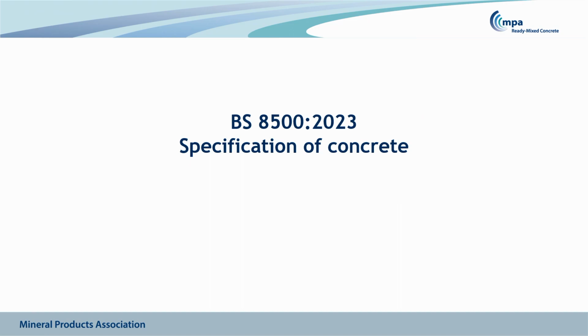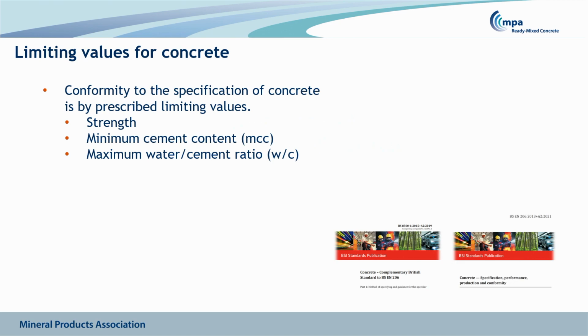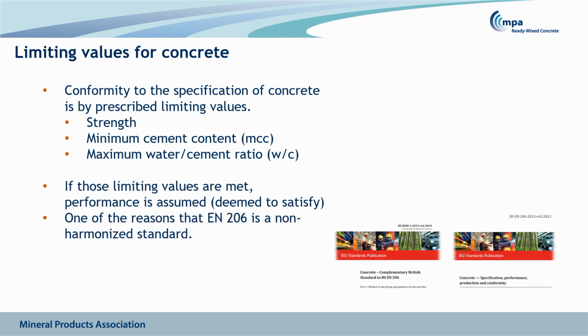So, just moving on to specification of concrete itself. This hasn't changed. We still specify concrete to prescribed limiting values, so by strength, minimum cement content, and maximum water cement ratio. And we say that if those limiting values are met, performance is assumed. So the engineer specified a cover, a normal cover, an exposure class. So we have a cement type, and if we meet those limiting values, we are deemed to satisfy the requirements of that structure, and it will hopefully last its design life.